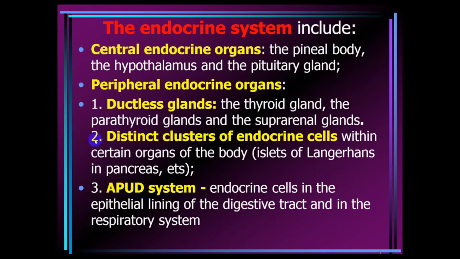The second part of the peripheral endocrine system is distinct clusters of endocrine cells within certain organs of the body. For example, it may be islets of Langerhans in the pancreas, endocrine cells in sex organs like testes and ovary, and some other organs. And the third part of the peripheral endocrine organs is the APUD system, an abbreviation of four capital English letters. It is endocrine cells in the epithelial lining of the digestive tract and in the respiratory system. It is a system of single cells, and these cells are classified according to the capital letters of the English alphabet.